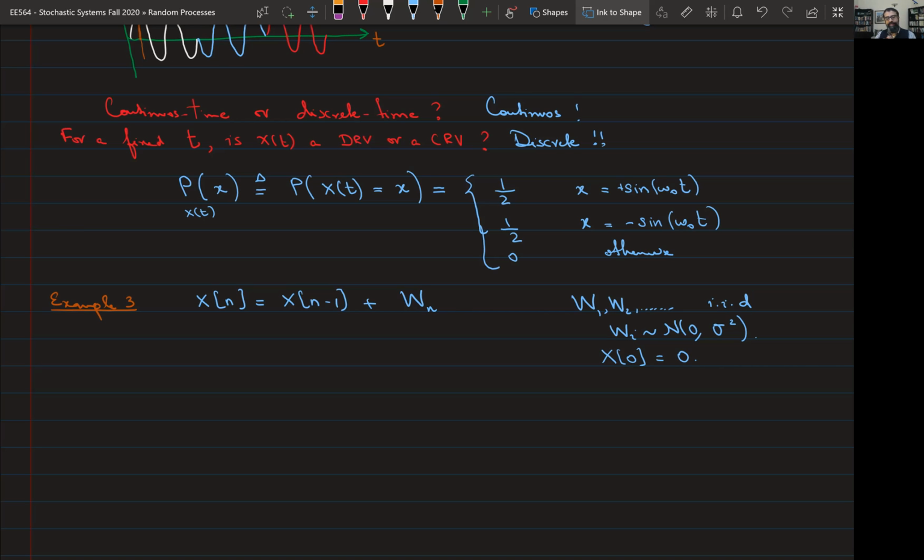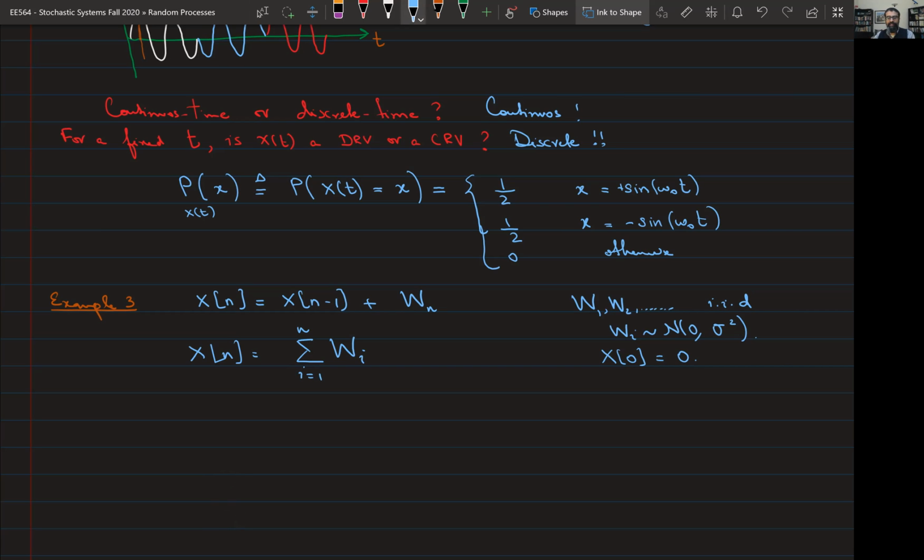Now, can I write x of n as a function of w's only? Can anybody help me there? I've given you the hint. This is an accumulator, right? So the w's are added from 1 to n because x of 0 is 0. Right. So x of n, because x of 0 is 0, from signals and from DSP, that's quite straightforward, is equal to the summation from i equals 1 all the way up to n of wi, because it's an accumulator.